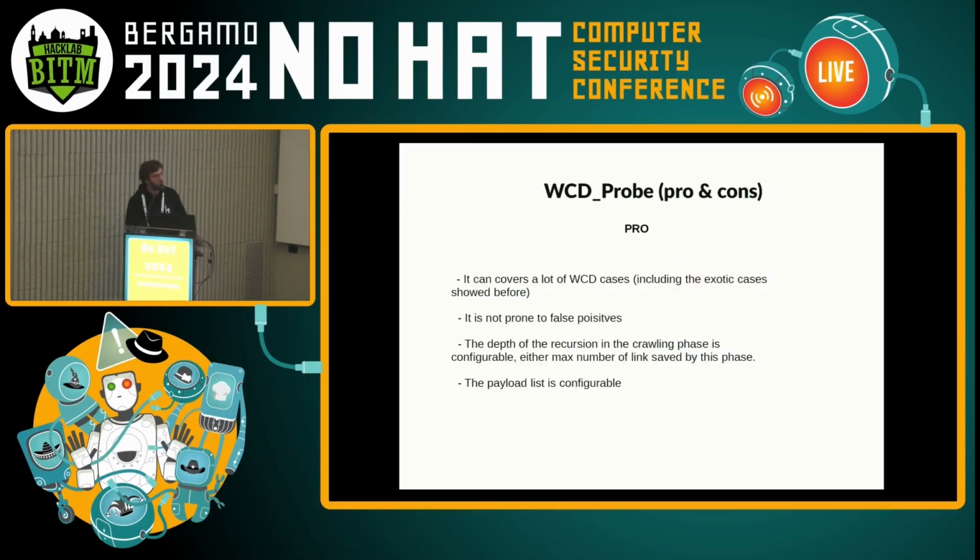So what are the pros of my tool? It can cover a lot of web cache deception cases, including the cases I showed you before. It is not prone to false positives because it checks if there is something personal in the cached resource. If not, it doesn't report that you found a web cache deception. Of course, there are false positives, but it's less prone than other tools.